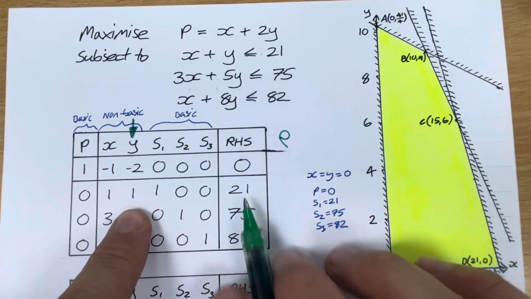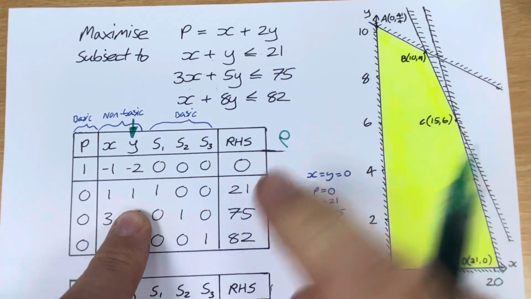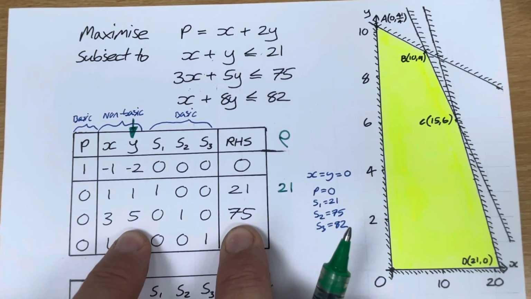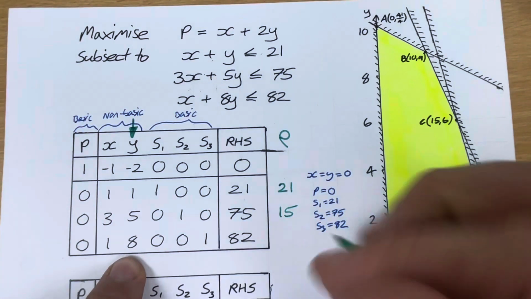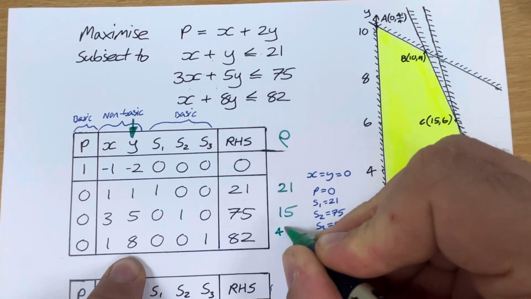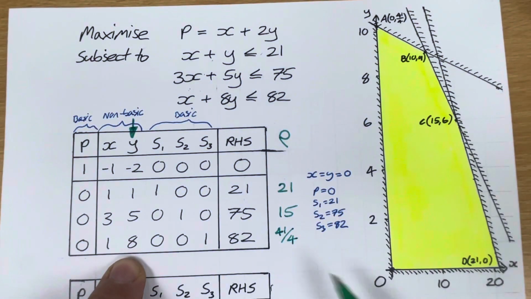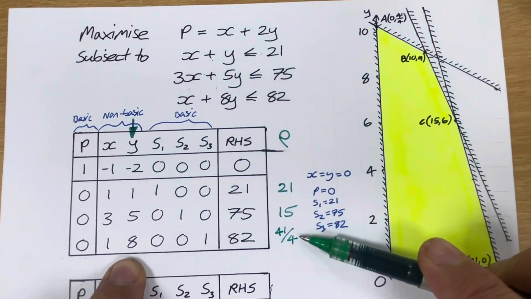So 21 divided by 1 is 21. 75 divided by 5 is 15. And then 82 divided by 8 is 41 quarters, or 10.25. From the ratio test, you choose the smallest non-negative value.